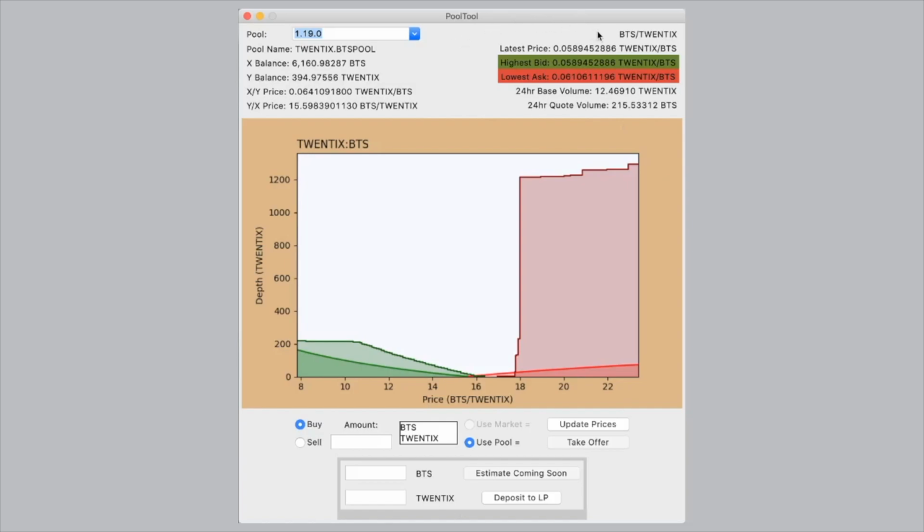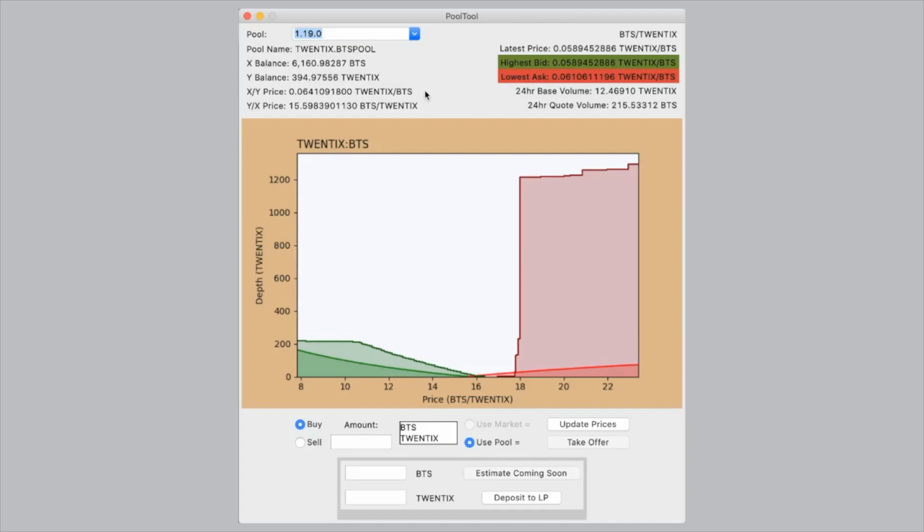Directly to the right of the drop-down will be the two assets that the pool is made of, BTS and Twentix, like I said before. The pool name is the asset that is given to you when you deposit into the liquidity pool. In this case, the asset is Twentix.bts pool. X balance and Y balance are pretty self-explanatory, but they are going to be the balance of the first and the second asset of the pool.